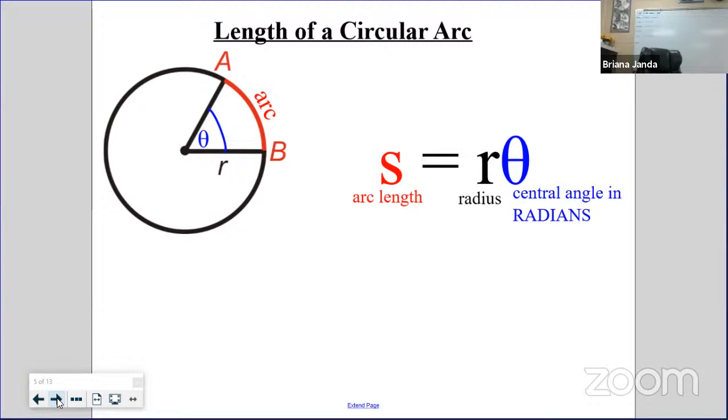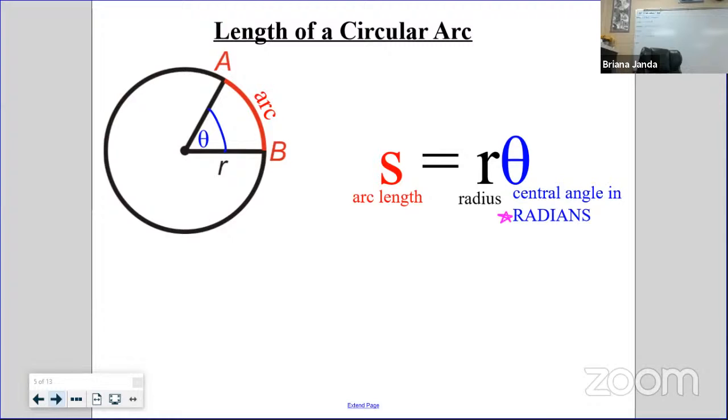And your formula is very, very simple. It looks like this. And I don't know why they use the letter S to represent arc length. That seems very random to me, but S is your arc length is going to equal whatever the length of the radius is times the measure of that central angle, which is here. But I will tell you right now, this is the part that is going to catch us, is that the central angle has to be done in radians.